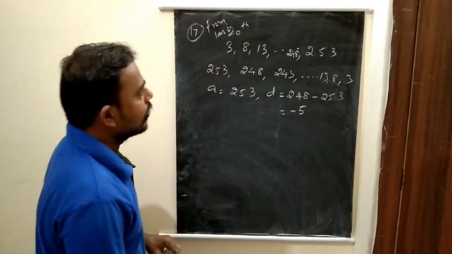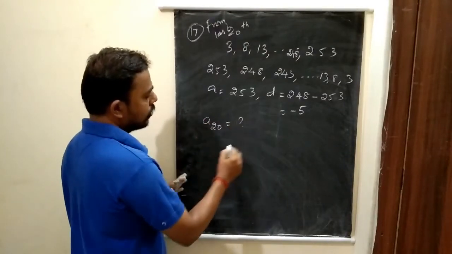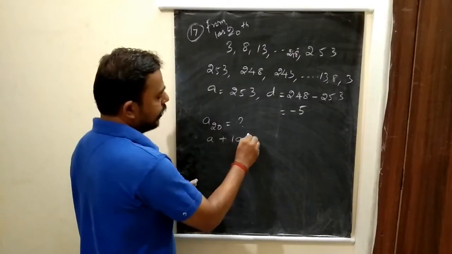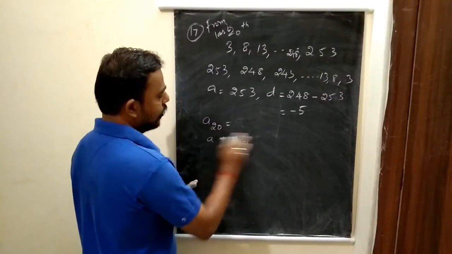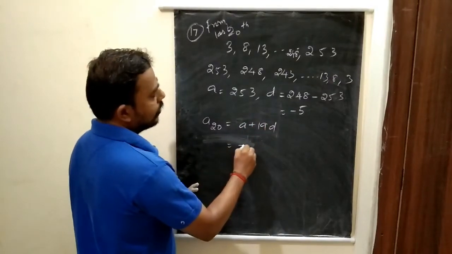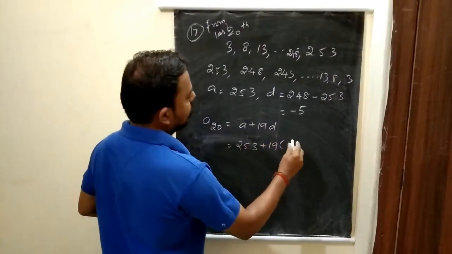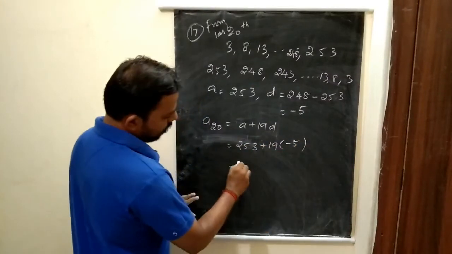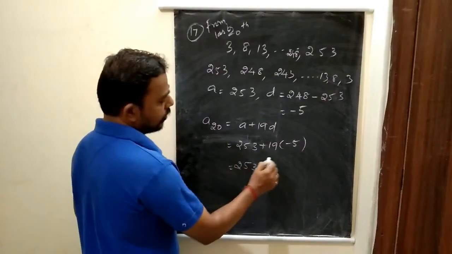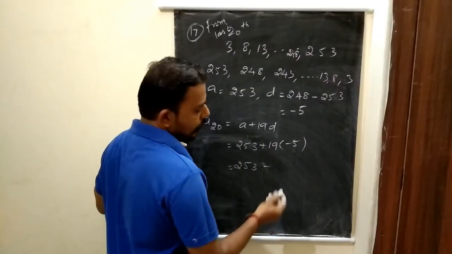Like that, right? Now 20th term, that is A20 equal to question mark. That is A plus 19D. We need to find A plus 19D. So A 253 plus 19 into D minus 5. So 253 plus minus 19 into 5. 25 are 100. It's 95.